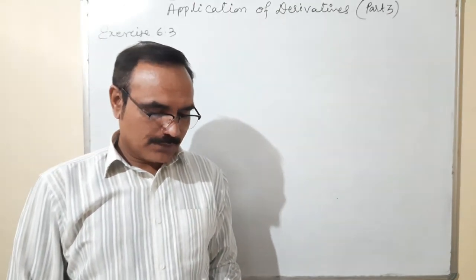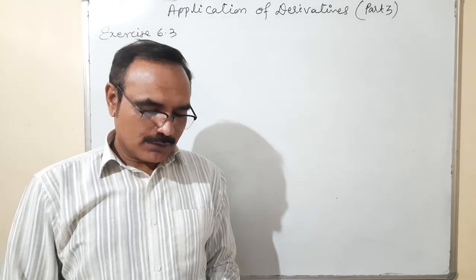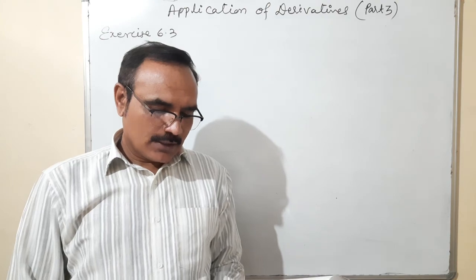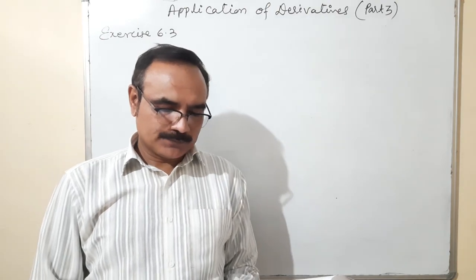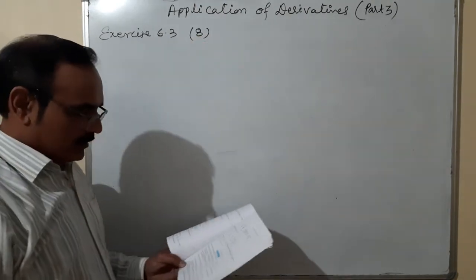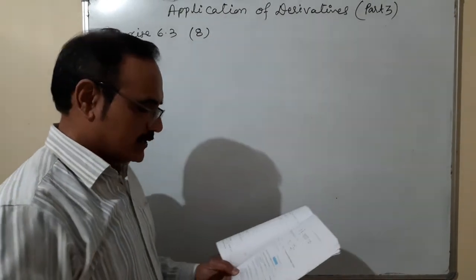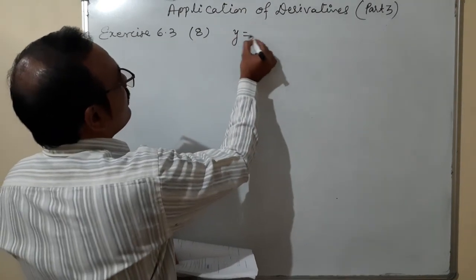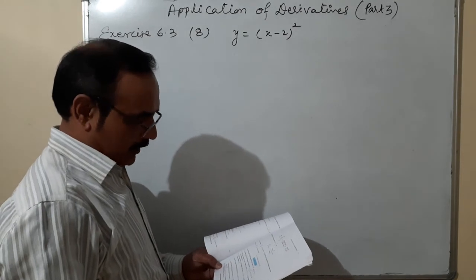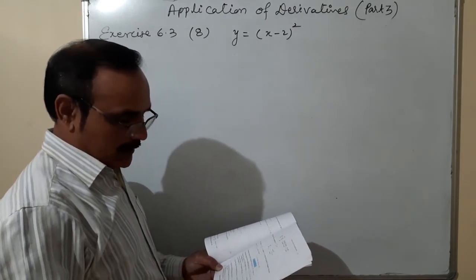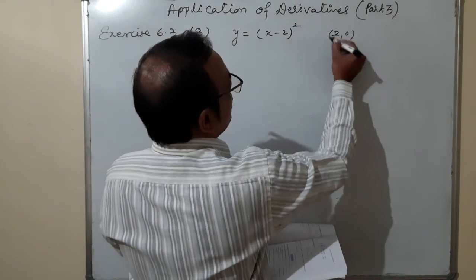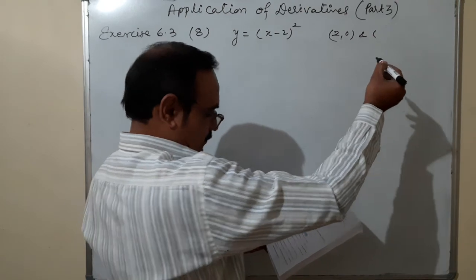One question I am taking from it, number 8. Find a point on the curve y is equal to (x minus 2) whole square at which the tangent is parallel to the chord joining the points (2, 0) and (4, 4). Okay. Question number 8, it's a different question. Find the point on the curve y is equal to (x minus 2) whole square at which the tangent is parallel to the chord joining the points (2, 0) and (4, 4).